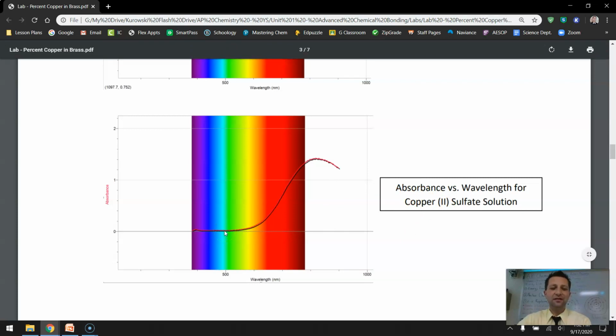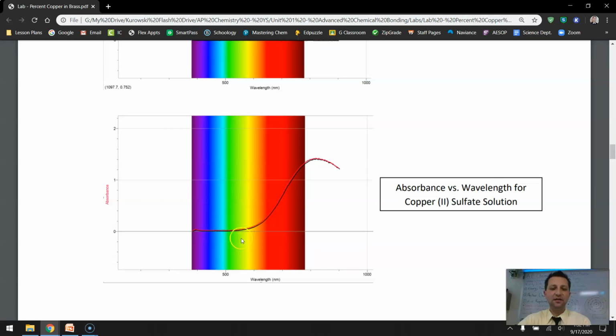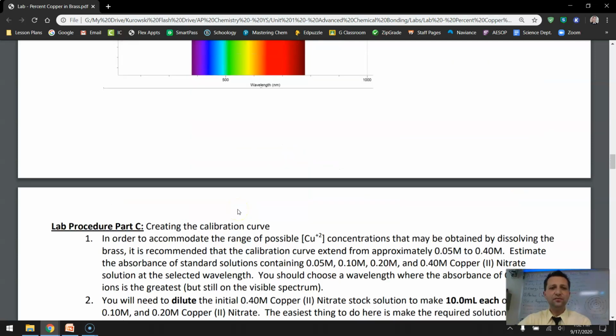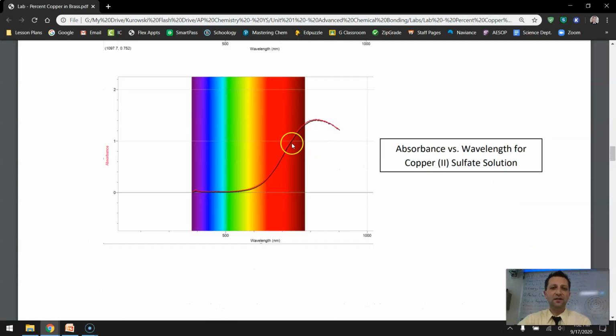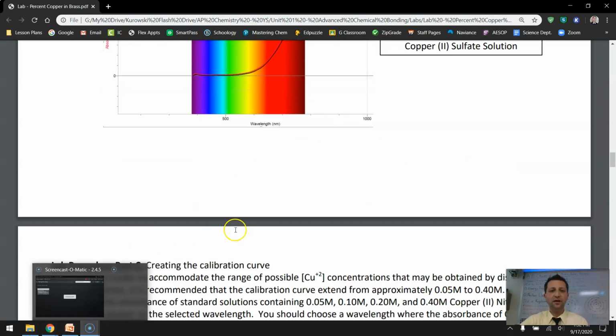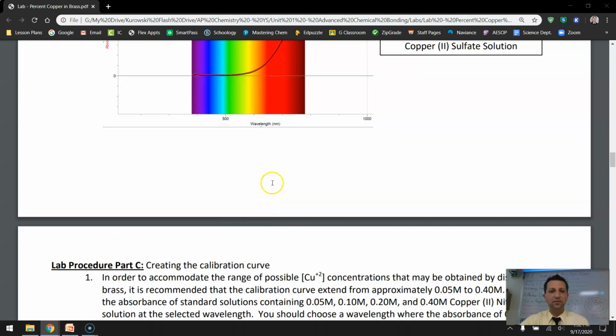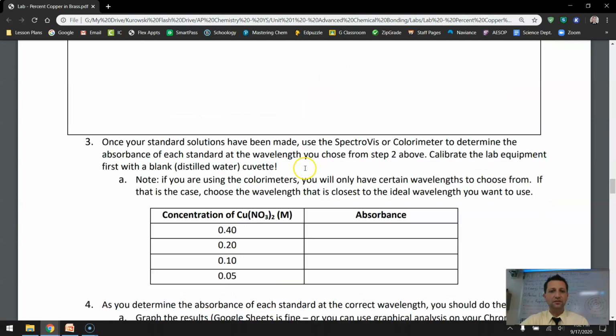So you'd make all your solutions for your calibration curve. You'd have your brass sample that's diluted or dissolved. You'd put them in, and you get 0, 0, 0, 0, 0, right? You get 0 for all of those. So make sure you pick the wavelength with the highest absorbance. All right, to wrap it up, we're going to move down here.